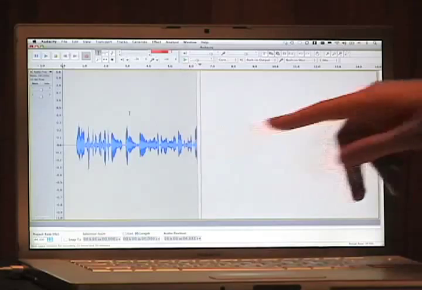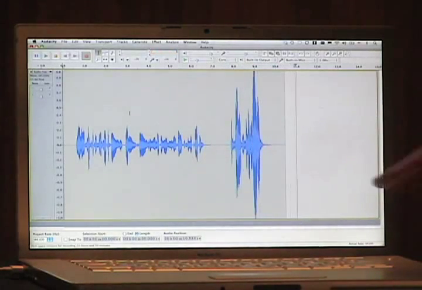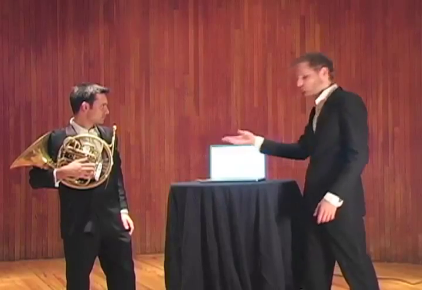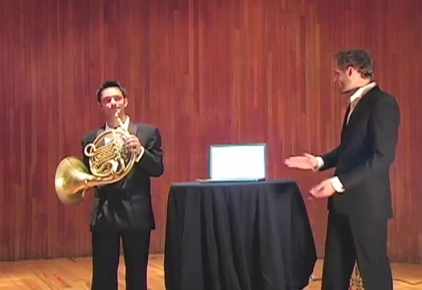Here you can see me talking. And here you can see me shouting. And as you can see, it's a bit bigger when I'm shouting. But we also have this wonderful French horn here, so why don't we see how some music looks on Audacity.